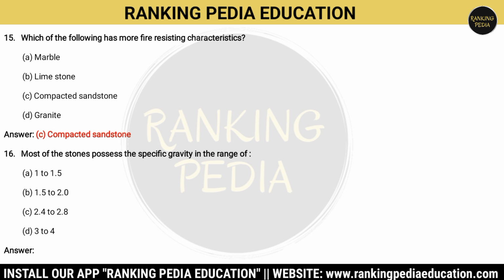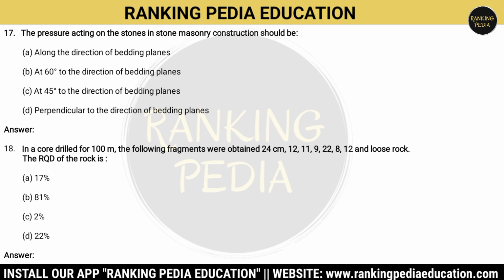So the specific gravity is in the range 2.4 to 2.8. Option number C is correct. Next question is, the pressure acting on the stone in stone masonry construction should be: along the direction of bedding planes, at 60° to the direction of bedding planes, at 45° to the direction of bedding planes, or perpendicular to the direction of bedding planes. So which one of the following is correct? That is perpendicular to the direction of bedding planes. Option number D is correct.